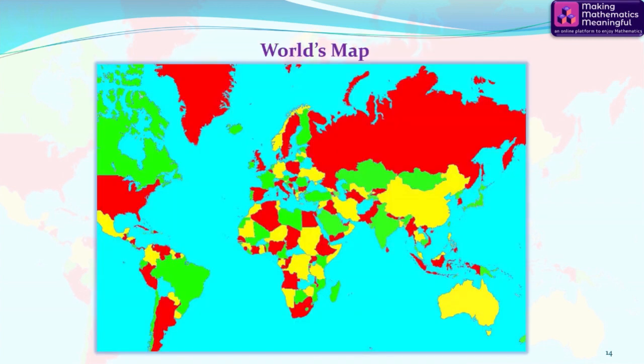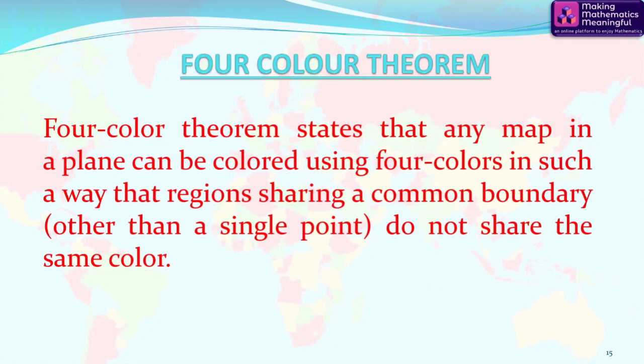What about the world's map? Yes, now you guessed it right. Whatever type of map is given to us, we would require the use of 4 colors only. So here comes the 4 color theorem, which states that any map in a plane can be colored using 4 colors in such a way that regions sharing a common boundary do not share the same color.